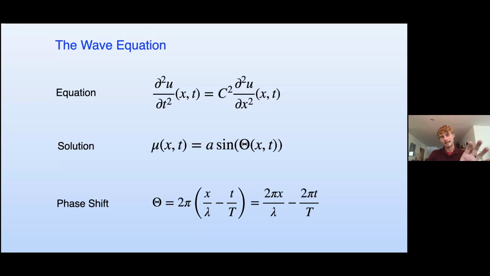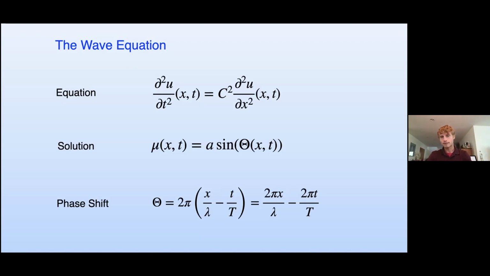In this case, we have some function u, and we're going to say u is describing position, in this case of a string. So we'd pull a string to a displacement, we'd see a ripple effect, and this equation models that. We take the second derivative of u with respect to time on the left, which equals a constant squared times the second derivative with respect to location x. A general solution of this would be u(x,t) = A sin(theta), where A is our wave's amplitude.